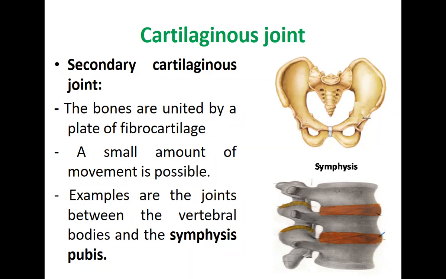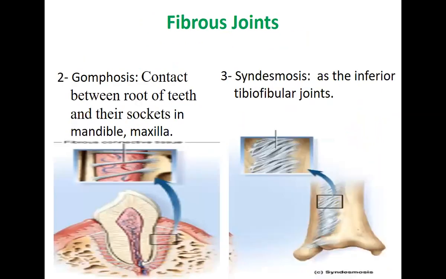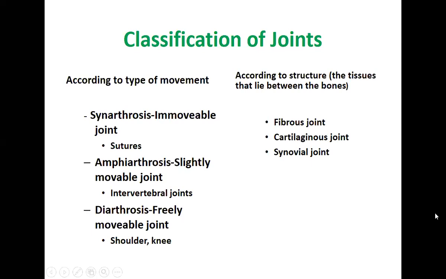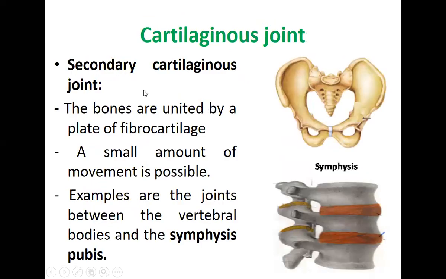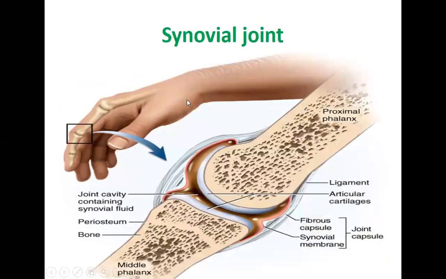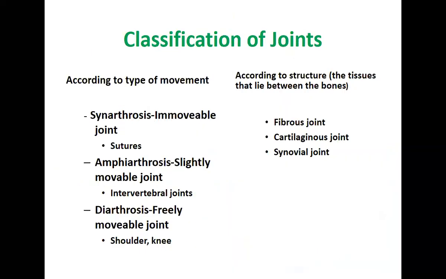So the cartilaginous joints we studied are of two types: the primary cartilaginous joint and the secondary cartilaginous joint. Now we come to the third type of joint.